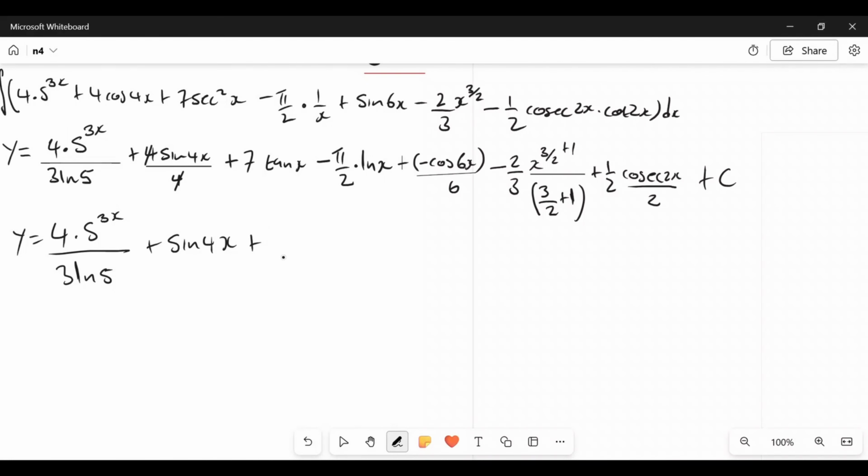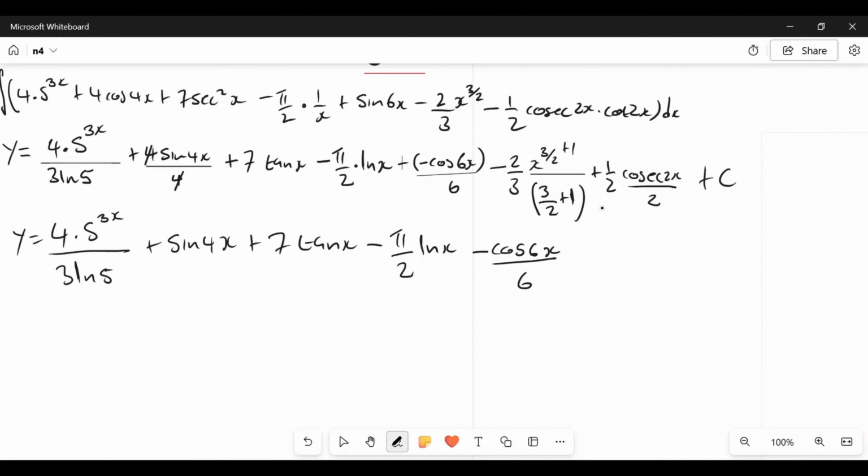Third term, nothing you can do there. Just write it as it is, 7 tan x. Fourth term, again, nothing you can do. We just have negative pi over 2 multiplied by ln x. And then the fifth term, we have negative cos 6x divided by 6. So it's going to be negative cos 6x divided by 6. And then the sixth term, we have to simplify it further.